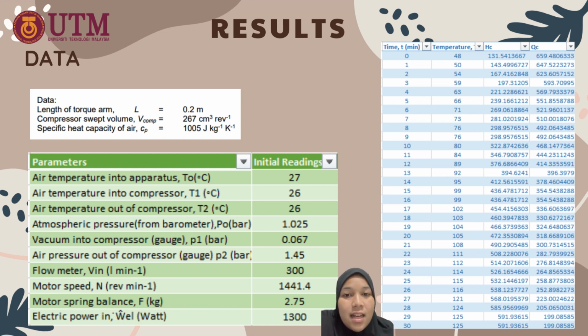These are the data that we got throughout the experiment. The initial readings of the listed parameters are taken at the beginning of the experiment. And here we focus on the outlet temperature, T2, against time.